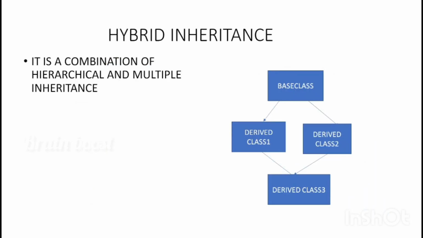Next is hybrid inheritance. What is meant by hybrid inheritance? It is a combination of hierarchical and multiple inheritance. What is meant by hierarchical? One base class, more than one derived class. This is hierarchical inheritance. And multiple inheritance means more than one base class, one derived class. So hybrid inheritance means a combination of hierarchical and multiple inheritance.